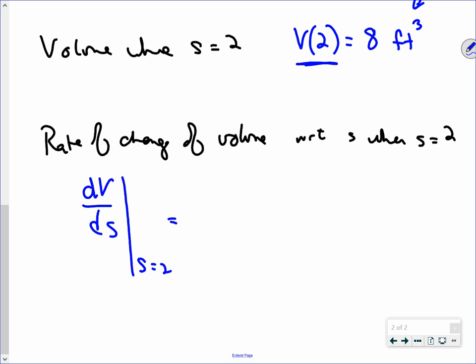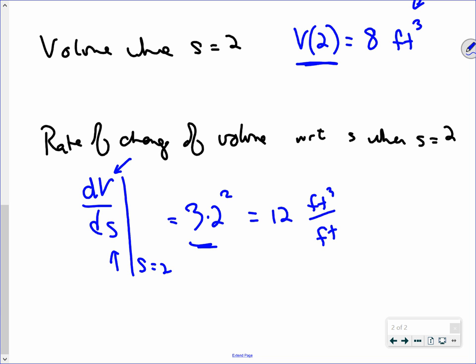Oh yes, I did. 3s squared, that's the top. So you can show this if you want to, that's okay, but you can also do that part ahead, and the answer would be 12. And you need to make sure you know what the units are, okay? It's the units of volume divided by the units of the side. So the volume is feet cubed, and the side is feet. Please don't reduce that, because then it makes no sense.